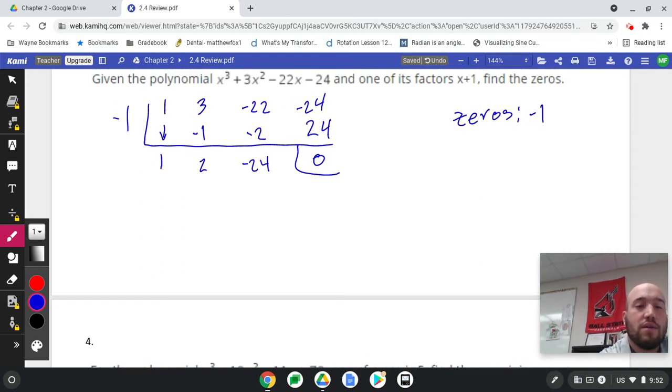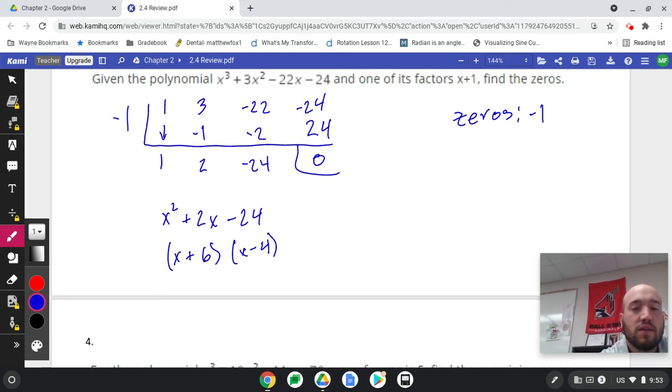Now we factor this. So it was degree 3. We did synthetic division, so it's depressed by 1 degree. So it'll be 1x to the second, plus 2x minus 24. We factor that. It's going to be x plus 6, x minus 4. If you're not sure how I got that, 6 minus 4 gives us this 2, and 6 times -4 is -24. Then we set each of those equal to 0, so our 2 zeros, -6 and 4. And those are my 3 zeros.